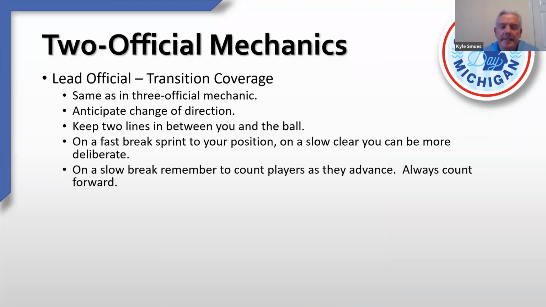In 2-man mechanics, in transition coverage, it's a lot the same as the 3. You have to anticipate that change in direction and get going. You want to keep those same 2 lines between you, like we talked about before. On a fast break, you need to really, really hustle to get to your position. In a slow clear, same as in a 3, you can be a little bit more deliberate.